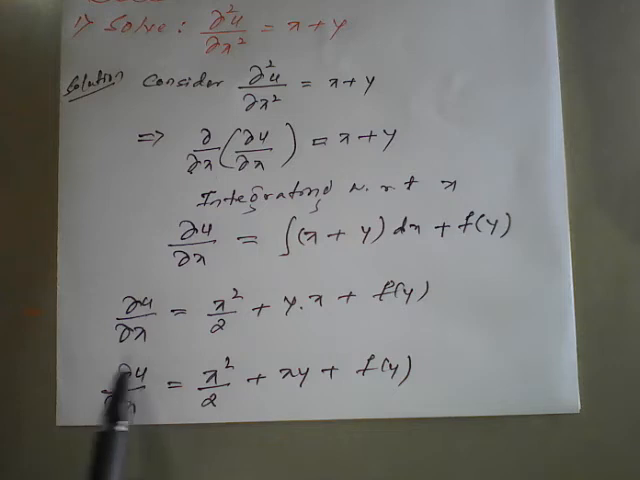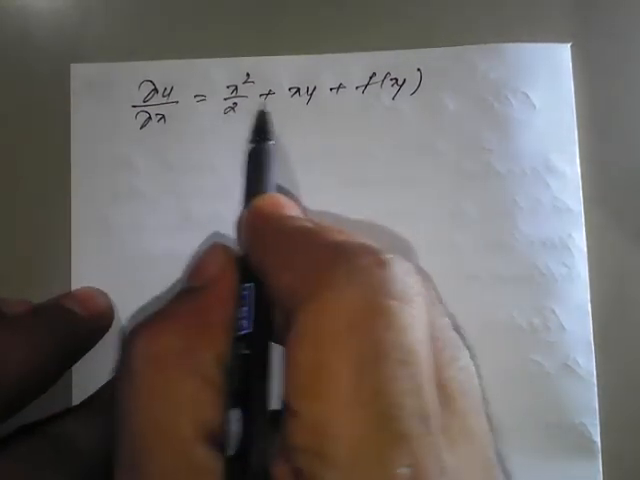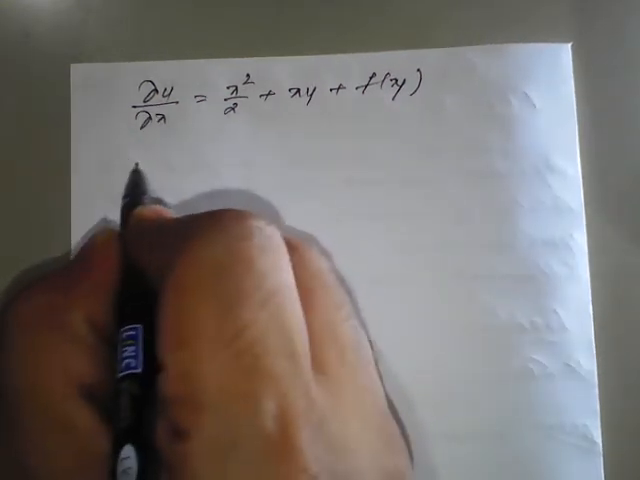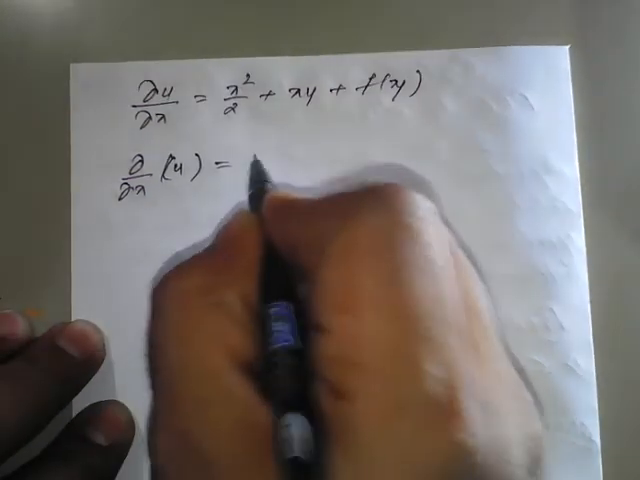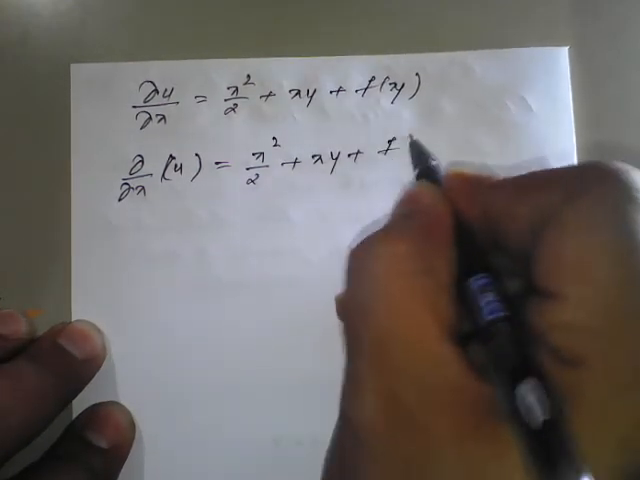Now again I don't want this partial derivative, the ∂ operator, here. To remove this one, we need to apply the integration once again on both sides with respect to x, because ∂x is there. We'll see that now. This is what we got after integration. Now we have to integrate again. Before integration I will write ∂/∂x of u is equal to, as it is, x²/2 + xy + f(y).